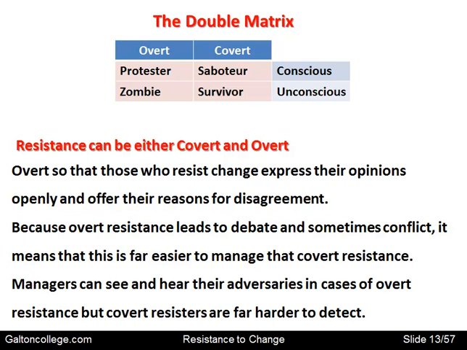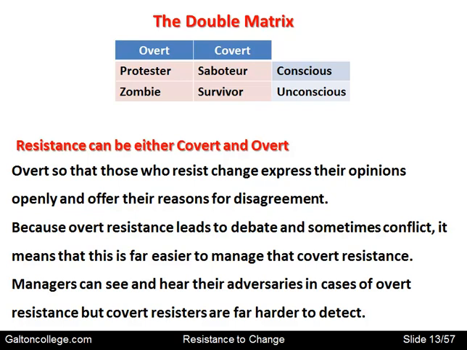Managers can hear and see their adversaries in cases of overt resistance, but covert resistors are far harder to detect. Covert resistors are difficult to find. Who's resisting it, and what's been said behind closed doors, and what's been planned, and who's in it, and what will they do? And there's much more fear and anxiety about covert, and it's not a very nice atmosphere working in a place where there's a lot of rumours and perhaps false rumours circulating about particular developments.